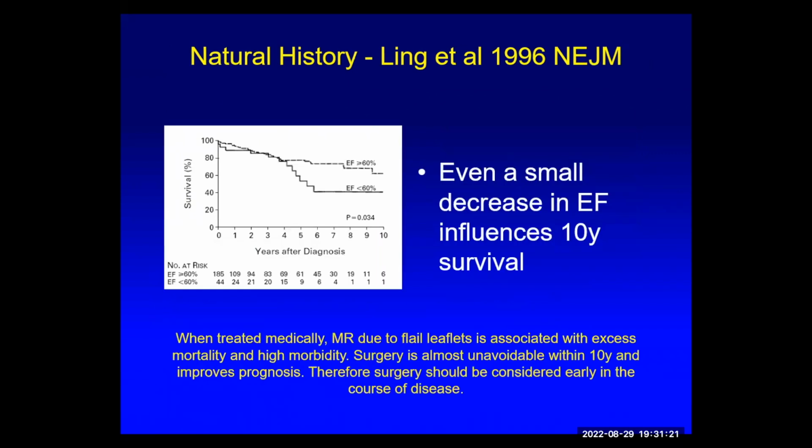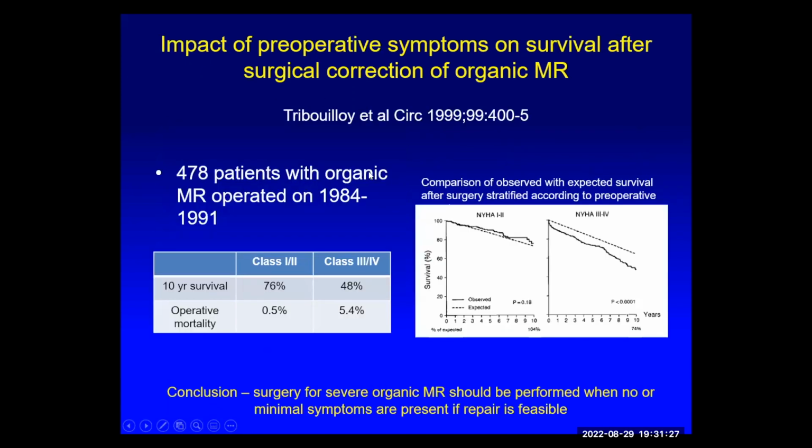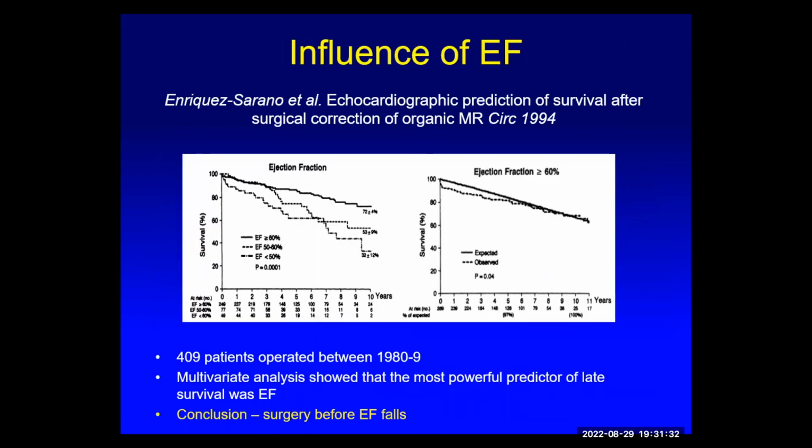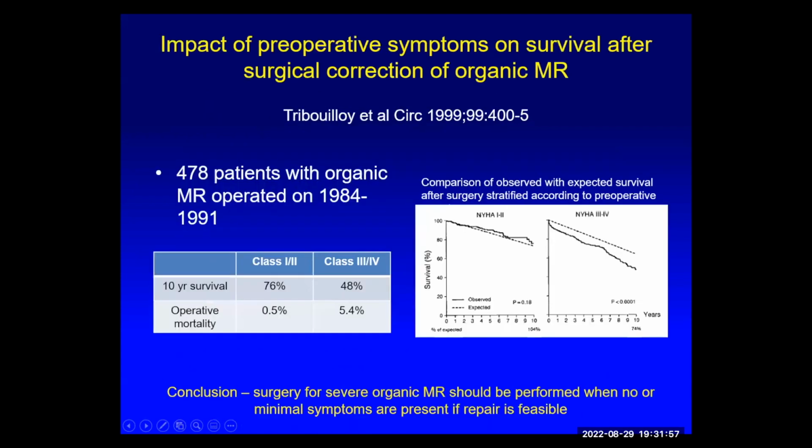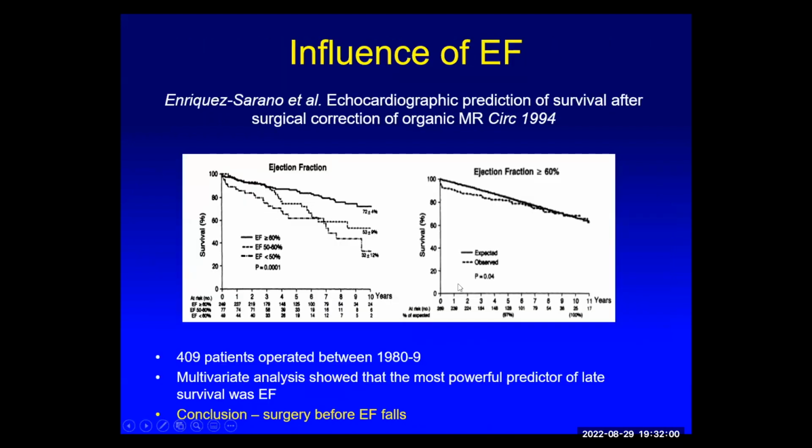When you have a drop of the heart function, similar difference, statistically significant. And the same applies when you have repair. So for instance, this is the survival even when you have a repair of the valve, which is quite dependent on how the heart function was beforehand. And you can see here the expected survival after repair on someone that had retained heart function is good. It's almost like normal. Conclusion, surgery before the ejection fraction falls, and equally if there are minimal symptoms.